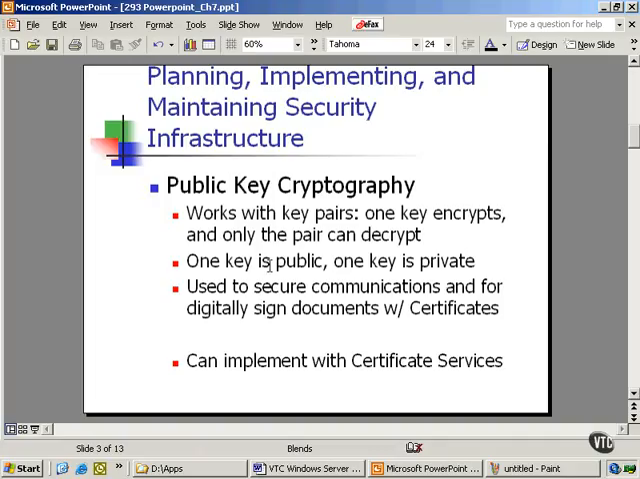Now in public key cryptography, with these key pairs, one of the keys is public and one of the keys is private. With these two keys, they can be used to secure communications between two computers, and or they can be used to digitally sign things through the use of certificates. And we can implement certificates in our network through an installation of certificate services.